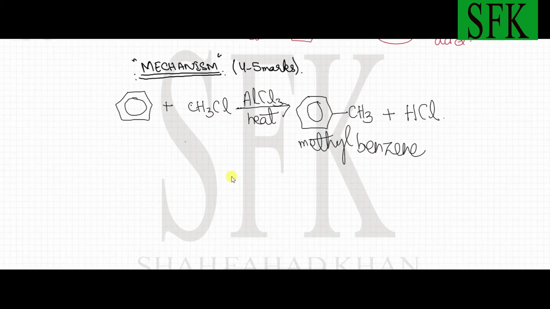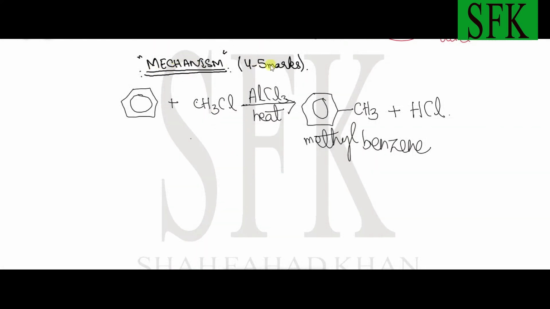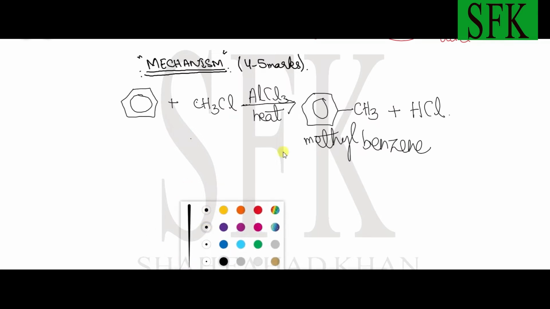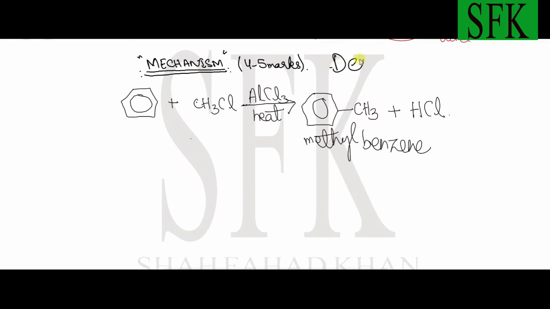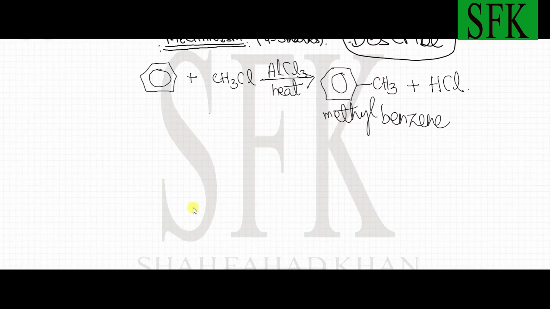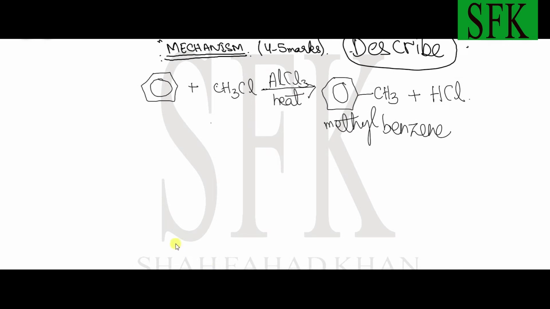Now let's go on to the detailed mechanism, which is usually asked for 4 to 5 marks. The examiner asks you to describe the mechanism. So this is what you're going to write in your description. Whenever it's asked to describe the mechanism for 4 to 5 marks, you'll write the answer as follows. The first step, again common to all electrophilic substitution reactions, is the generation of the electrophile.